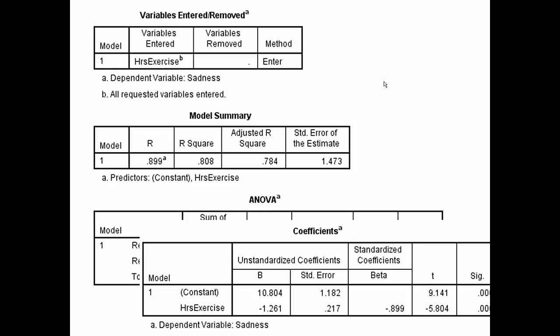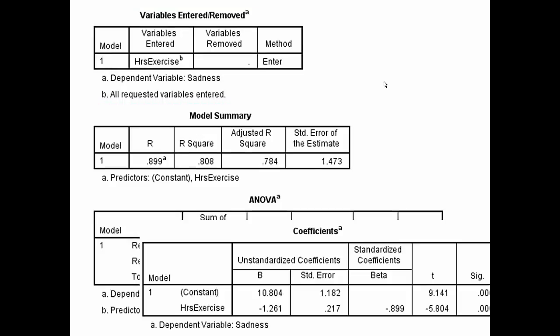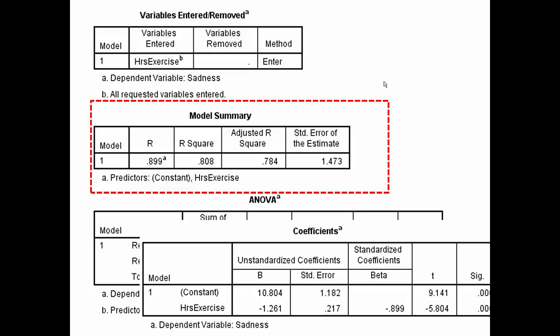First of all, in the variables entered and removed box, the important thing here is that you can see that the dependent variable is sadness. It's always good to check that you got your variables in the right place. Let's look at the information in the model summary. This gives you another look at the correlation with a caution, but it also gives you your R squared. There's your correlation. There's your R squared, which is your variance.